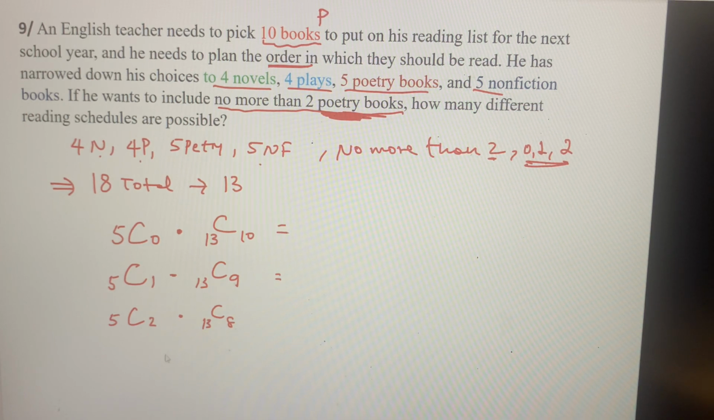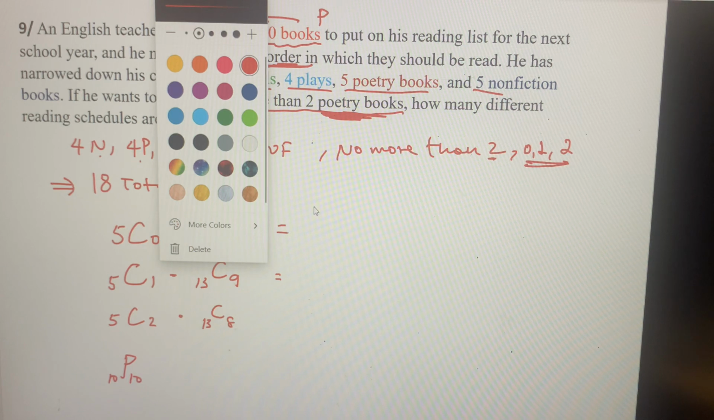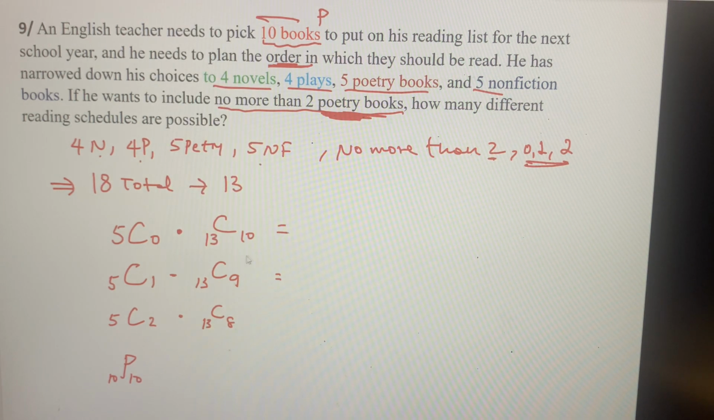And the last one is what? The last one is the permutation, because at the end of the day, the 10 books are going to be permuted. So that means P 10 of 10. In what order? So what I'm going to do is multiply each of the combinations first, and then add everything in the combination, and then multiply with the permutation.